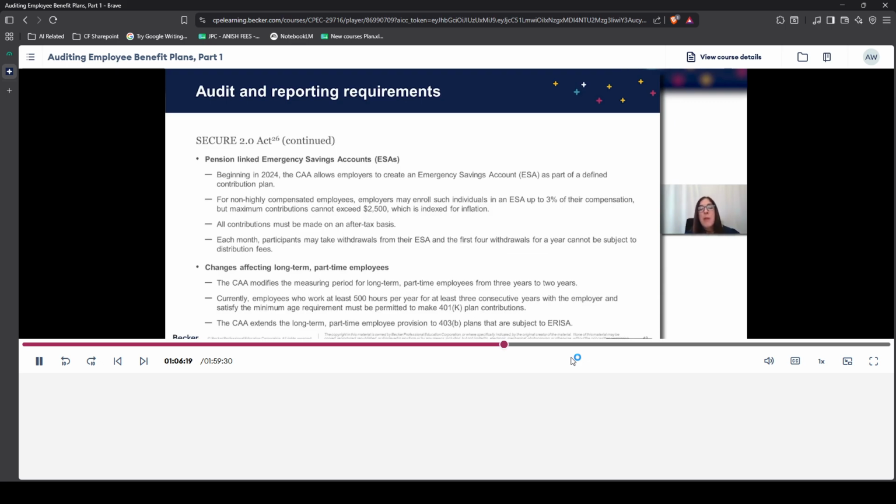Well, the CAA modified that rule and said now instead of being 3 years, it's 2 years. So for employees that work at least 500 hours for 2 consecutive years, they must be allowed to participate in the plan. And this extends that long-term part-time employee provision to 403B plans that are subject to ERISA as well.